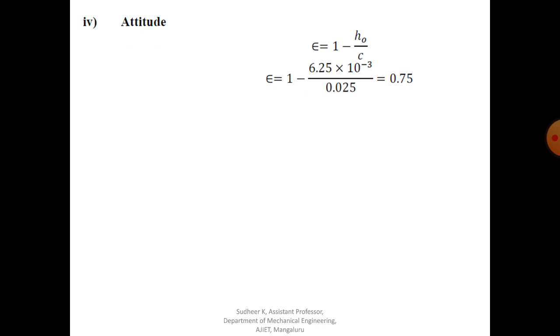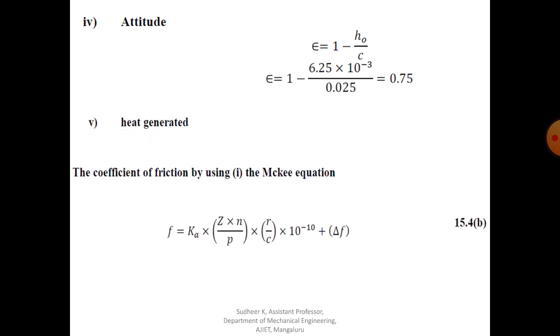Now the fourth question, that is attitude. Attitude is given by 1 minus h naught divided by c. Attitude is the eccentricity ratio, which you will get from equation number 15.7b from page number 357. If you substitute 1 minus h naught, which is 6.25 into 10 to the power minus 3, divided by the c value of 0.025, you will get 0.75. That is the attitude.